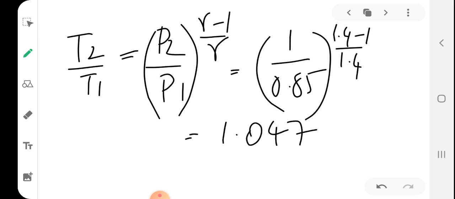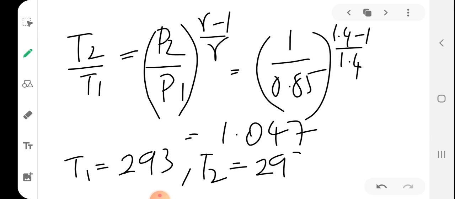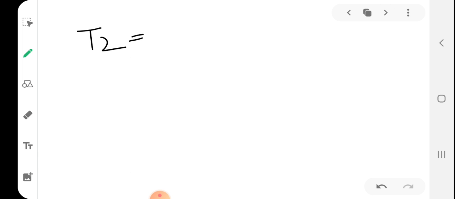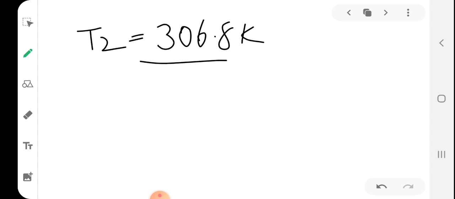Then T1 is known. T1 is equal to how much? T1 is given as 20 degrees Celsius. So 20 means 293 Kelvin. Therefore, T2 equals 293 into 1.047. So you will get T2 around 306.8 Kelvin. Okay, well, T2 is obtained.